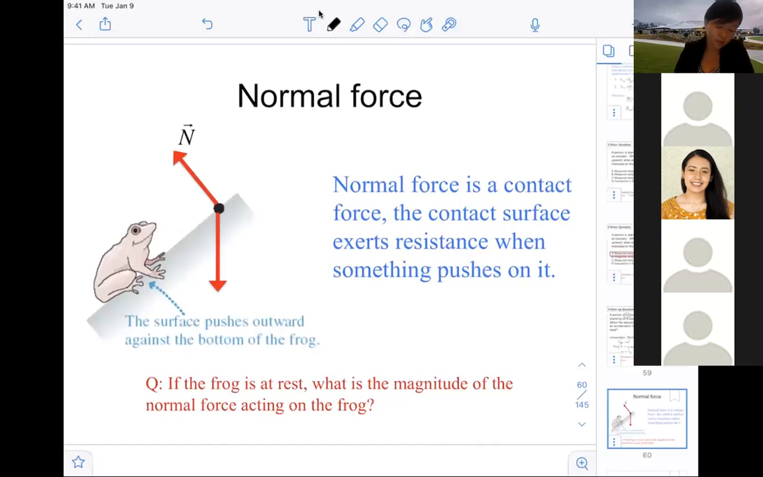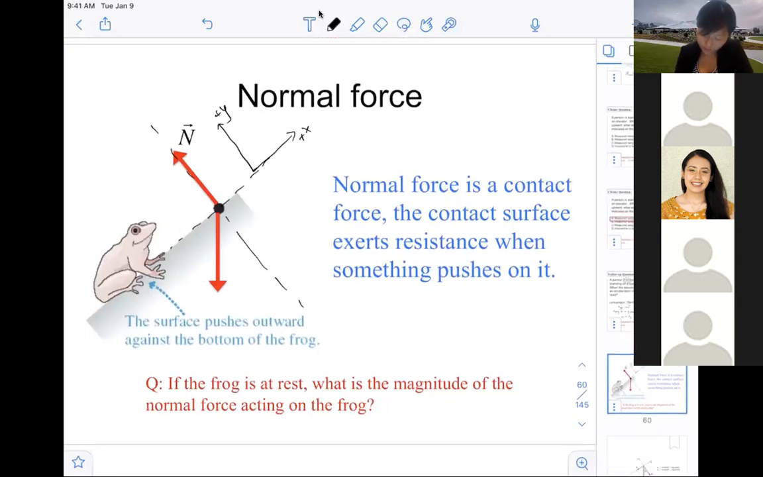So for example, I'm going to say this is my Y and this is my X. I'm going to tilt my X and Y when we have an incline problem. This is only for the sake of easy calculation. Technically, you could have chosen any X, Y you want, but we want to choose one that's easy for calculation. So in the Y direction and in the X direction, the forces should be balanced in both directions, right?